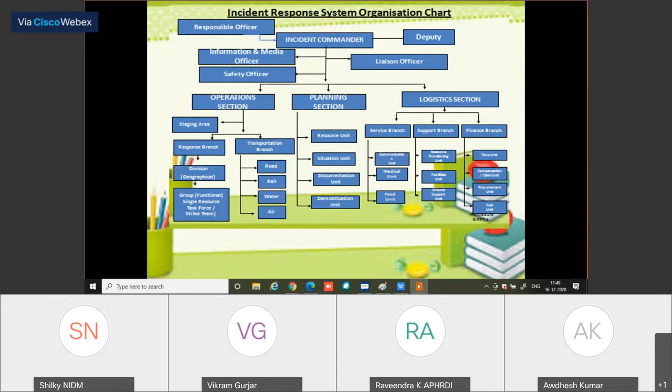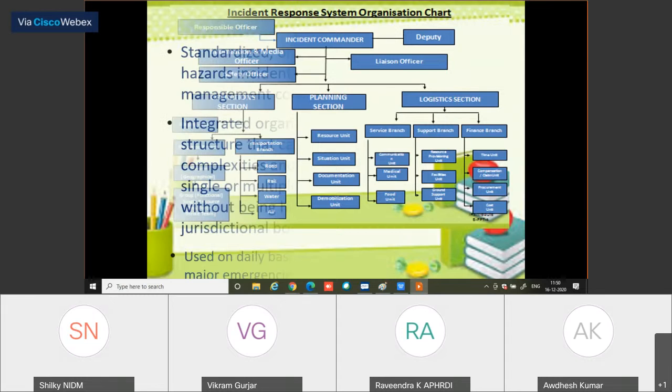Like in planning, we have resource situation, documentation unit, demobilization unit, and in logistics, we have section, branch, and under branch, we have units. So this depicts a large incident organization chart, whereas in a small incident organization, we can have this command. These are all the command officers, like the responsible officer, commander, deputy commander, safety officers, liaison officers, and media information officers.